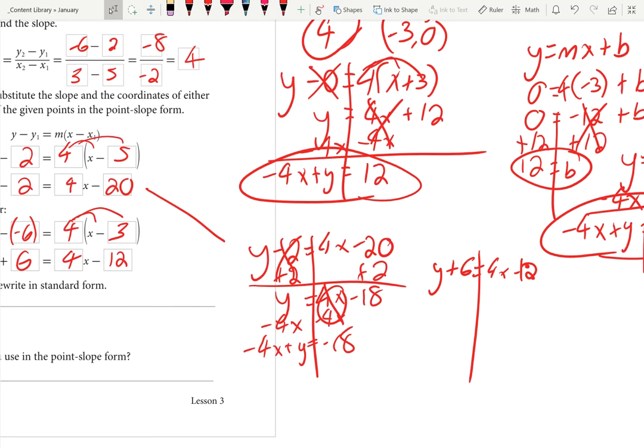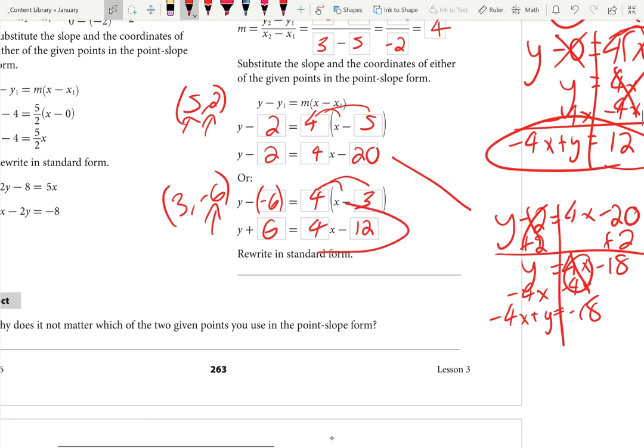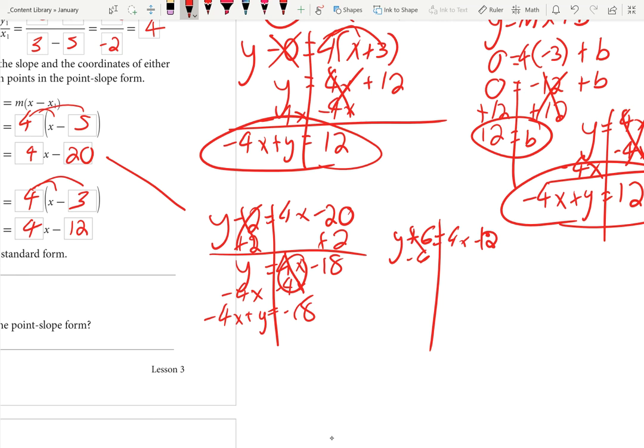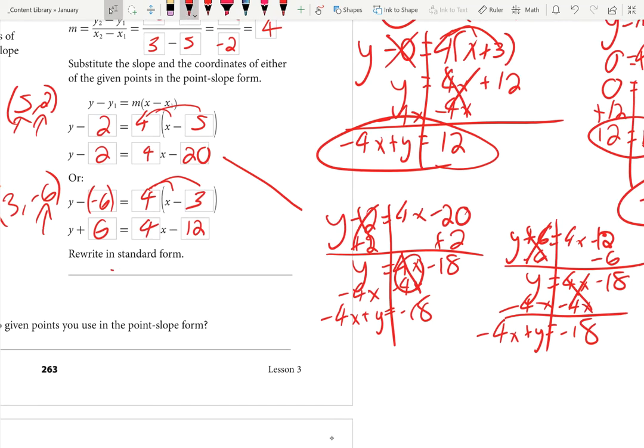And if I do the same thing on the second version of this equation, the one down here, I should end up with the same result. So I will subtract 6 because that's the opposite of plus 6 to cancel that out. We end up with y equal to 4x minus 18. Again, the exact same equation. So everything else is going to be the same thing that we did here. Subtract 4x to cancel that out and move it over here with the y side. And we end up with the negative 4x plus y equal to negative 18. Same result. Negative 4x plus y equals negative 18.